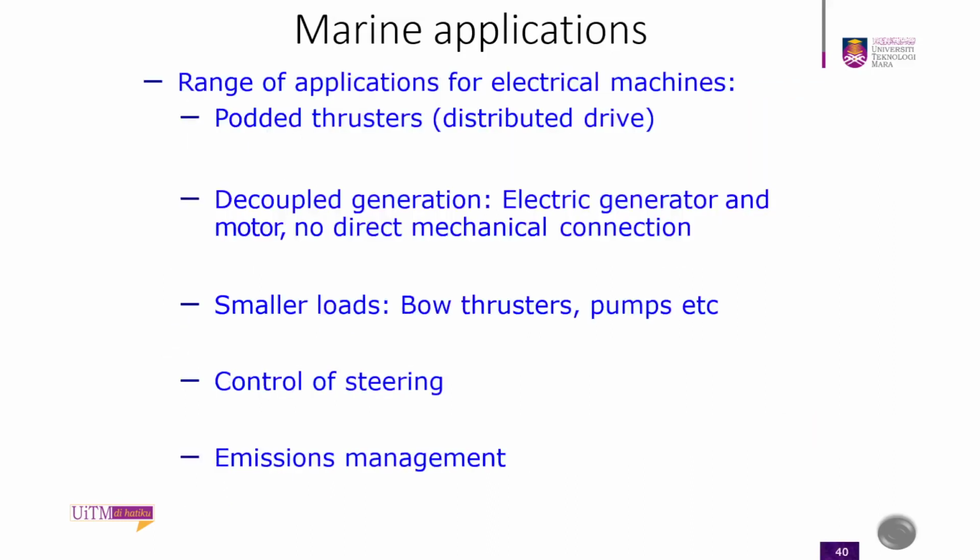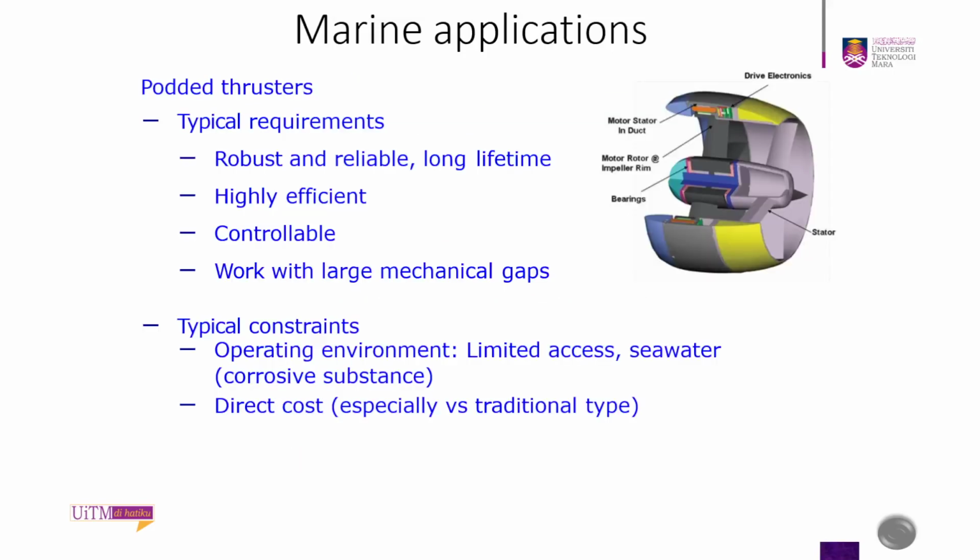Again, for marine application, the range of application for electrical machines includes podded thrusters, and then we have decoupled generation and smaller loads, which are bow thrusters or pumps, control of steering, as well as emission management. This is an example of podded thrusters, and we look into the typical requirements: robust and reliable, long lifetime, highly efficient, controllable.